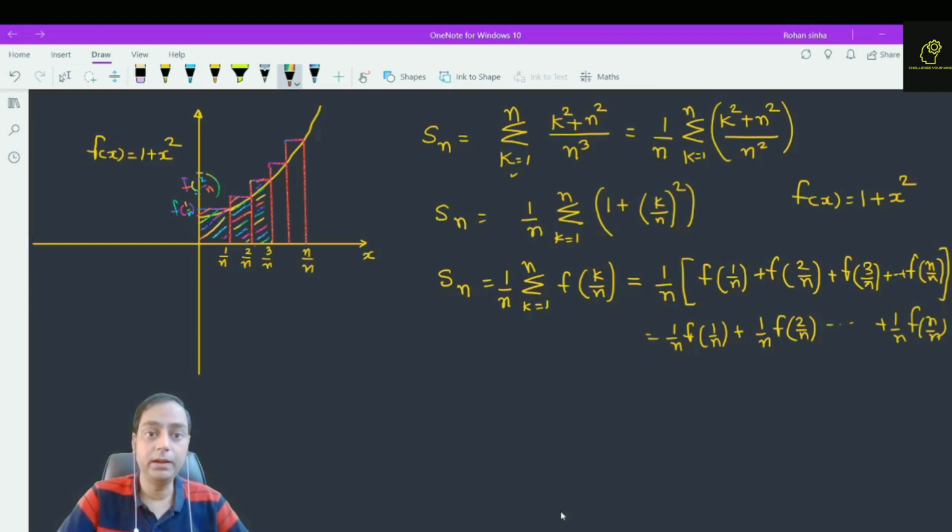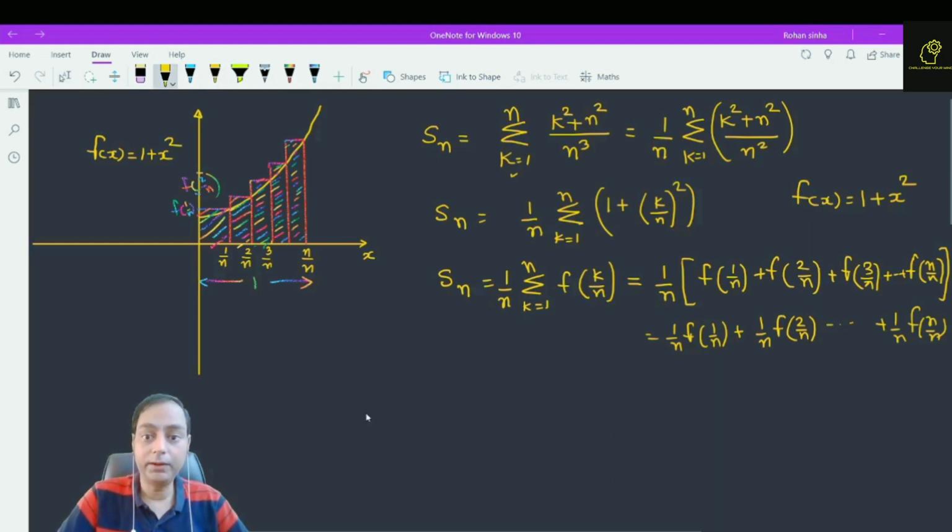So what I did here is simply divide this 1 unit length into n equal parts, each part of length 1 by n. And this area is again f of 4 by n into 1 by n, and finally f of n by n into 1 by n. So this is the geometrical meaning.